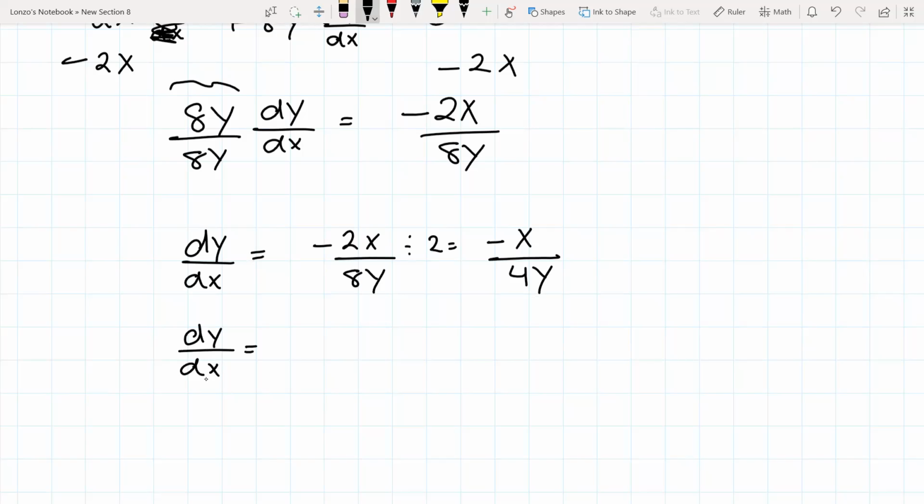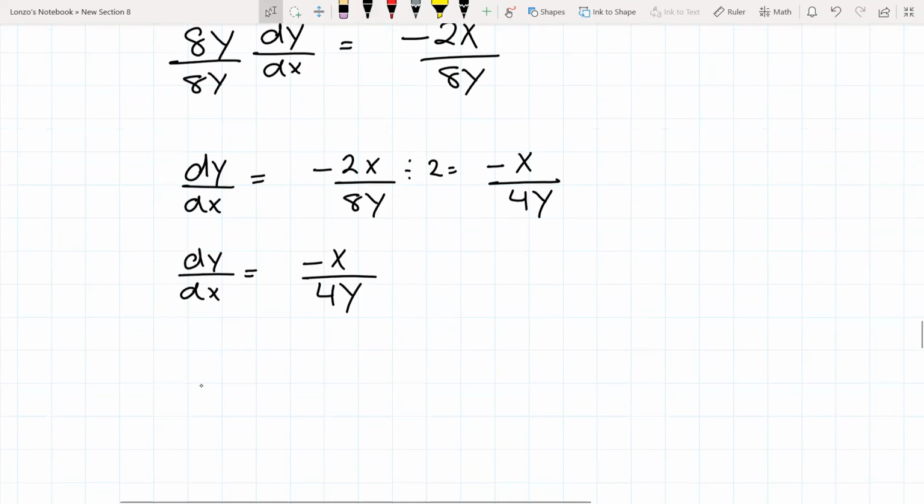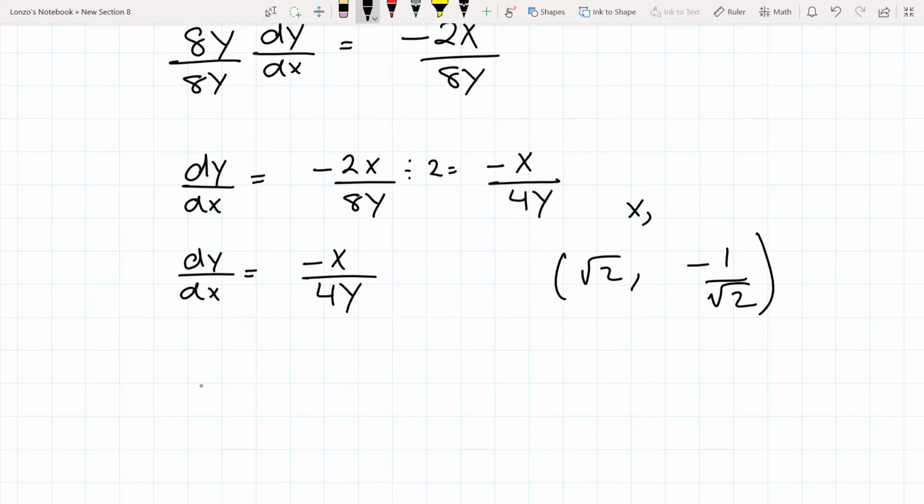So dy/dx equals negative x over 4y. Now we want to find a slope. So slope is a number. They give us a point, radical 2, comma, negative 1 over radical 2, right? So let's plug that point into this equation.